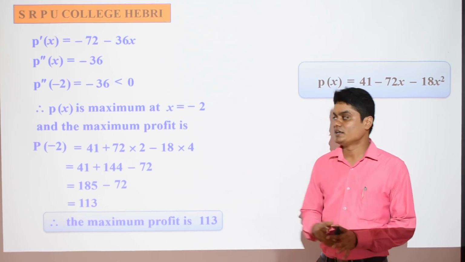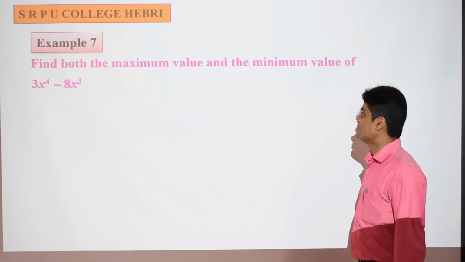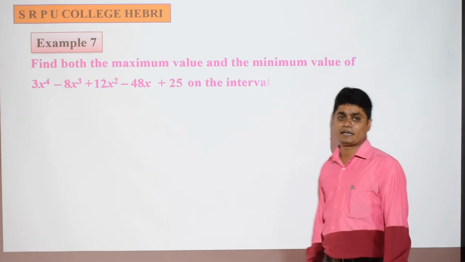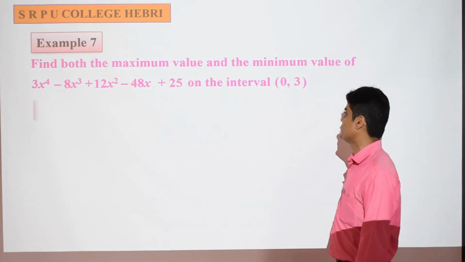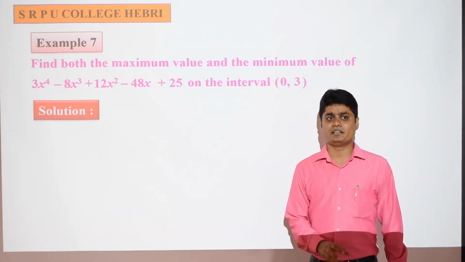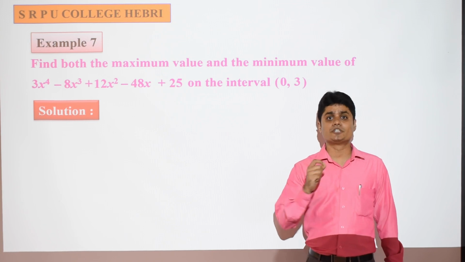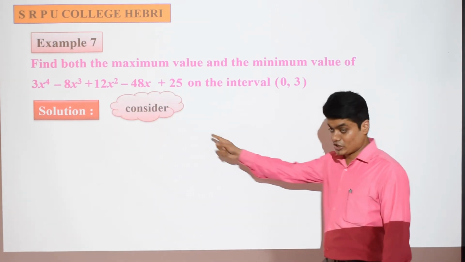So clear? Very good. So next question. Find out both the maximum and minimum value of the function 3x^4 - 8x^3 + 12x^2 - 48x + 25 on the interval [0, 3]. In this particular problem the concept is the same, but the difficulty is that you are going to solve one cubic polynomial. Observe carefully.